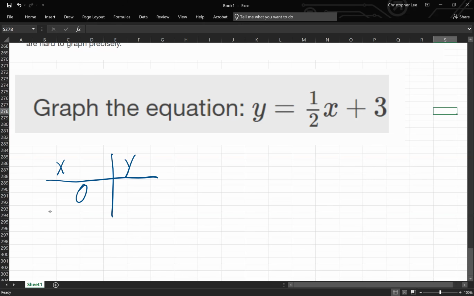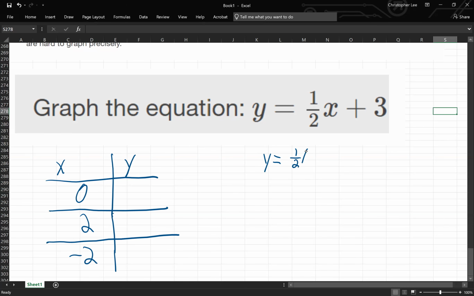0, very good. What else? Not 1. 2, very good. What's another one? -2, perfect. That was amazing, right? So now let's plug them in and get our y coordinates. I have y is equal to 1/2 times 0 plus 3, which is going to become what? 0 plus 3, which is 3, right?